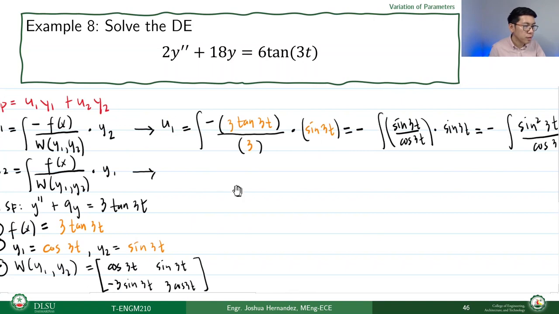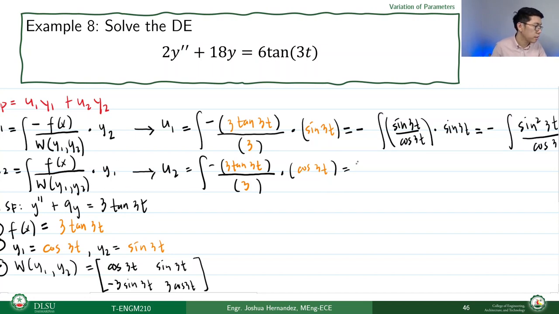Now for u2, our u2 would be equal to the integral of our f of x, which is 3 tangent 3t, over 3, our Wronskian, and then multiplied by our y sub 1, which is cosine 3t. Yan, y sub 1, right? There is no negative here, it is positive. So for this integral, we can bring out 1/3, or 3 over 3 is 1, so simply tangent 3t, cosine 3t.